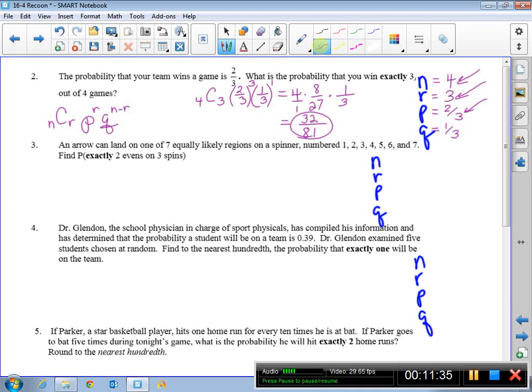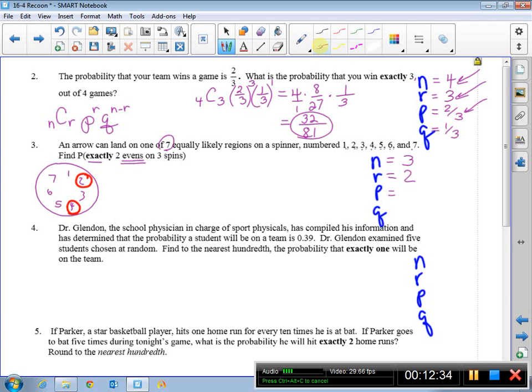An arrow can land on one of 7 equally likely regions on a spinner. And they're numbered 1, 2, 3, 4, 5, 6, 7. So we have a spinner. Find the probability of exactly 2 evens on 3 spins. All right. There's my makeshift spinner. How many times am I spinning the spinner total? 3. How many certain events am I looking for? I'm looking for 2 times something to happen. What am I looking to happen? I'm looking for it to land on an even number.